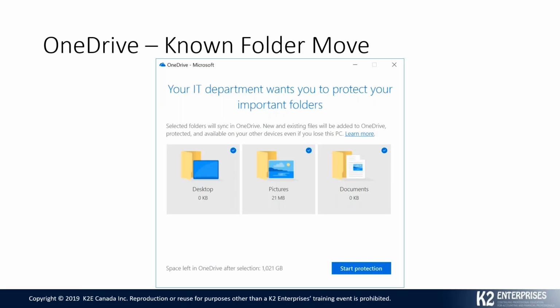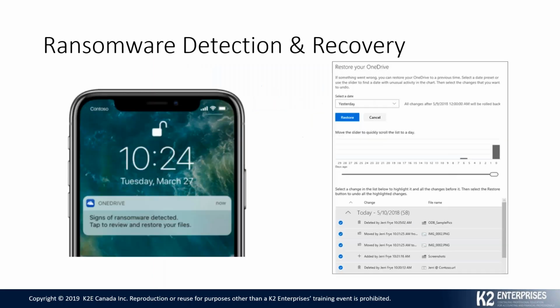I'm concerned about ransomware. I trust you are as well. OneDrive has a new function called Known Folder Move, and it will take your pictures, documents, and desktop and store them in the cloud automatically for you. And when you're hit with ransomware, the mobile app will tell you so and ask you where you'd like to be rolled back to get those files back.